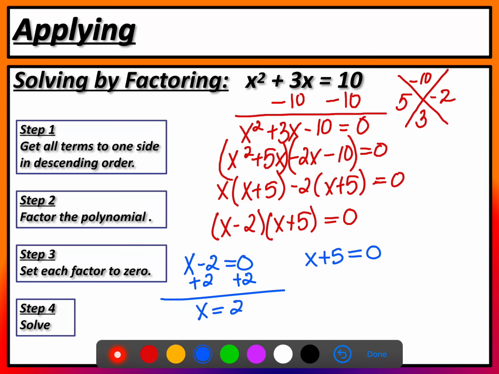So my first root is x equals 2. And my second root is -5. So remember, the values that we're finding here is where that function crosses the x-axis. We are finding the roots or the zeros.